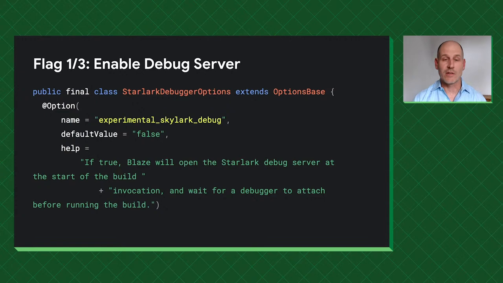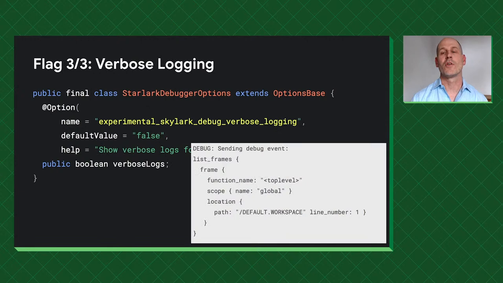And then there's this flag to enable verbose logging. I would almost always recommend this, but occasionally you'll hit a complex variable and the attempt to serialize that to the client will halt a debug session. So use it at first, but you probably don't need it going forward.